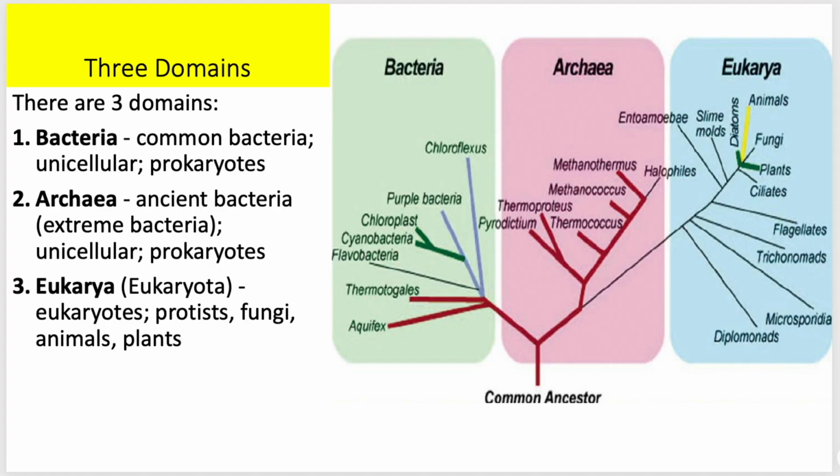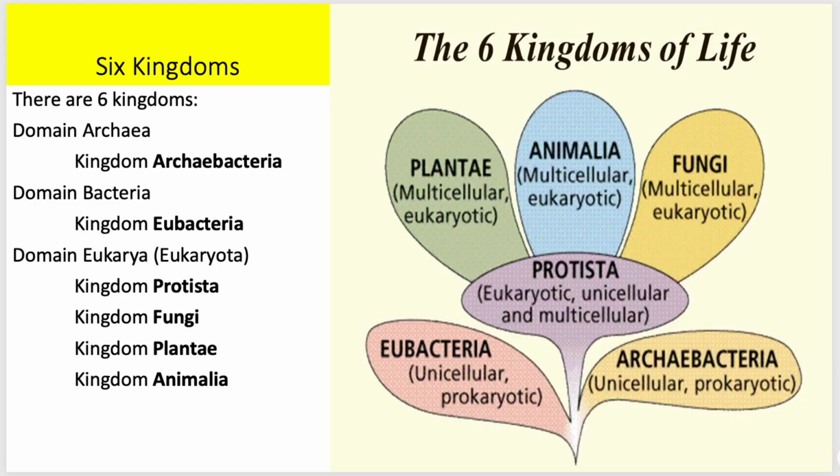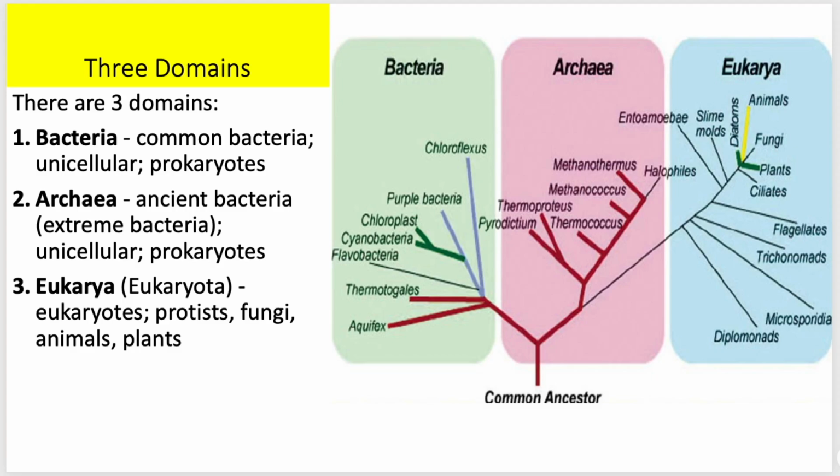But anyway, eukarya would be the third group, and that's what we call the eukaryotes. So our examples of those would be protists, fungi, animals, and plants. They're going to be more complex. They can be, and often are, multicellular. They're going to have a nucleus and organelles in their cells and things of that sort. So that would be the 3 domains.